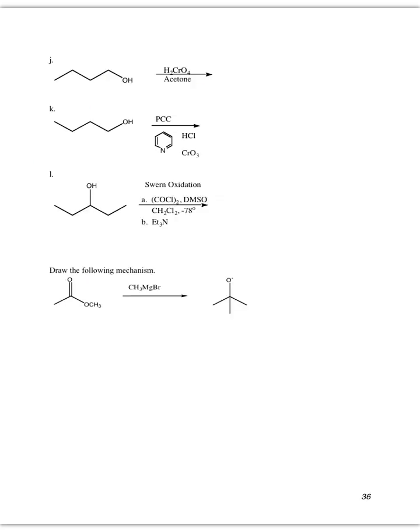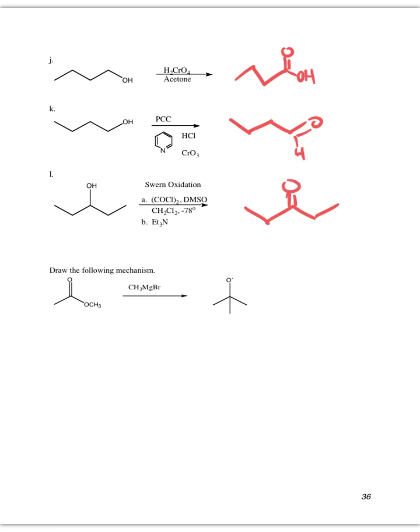And then we have this page of what can we do with an alcohol. An alcohol with chromic acid, as a primary alcohol, gives us a carboxylic acid. A primary alcohol with PCC gives us an aldehyde, and a secondary alcohol with Swern or with any of these three just gives us the ketone.